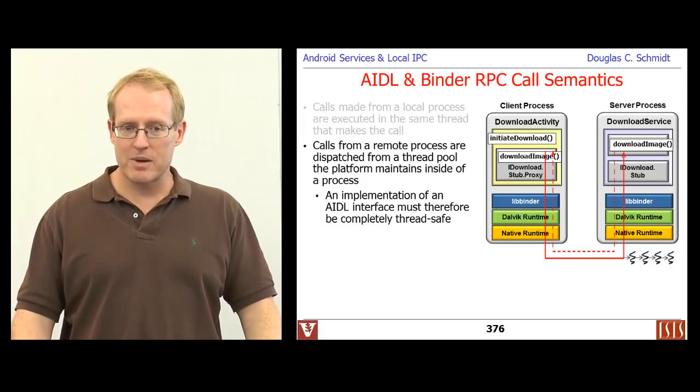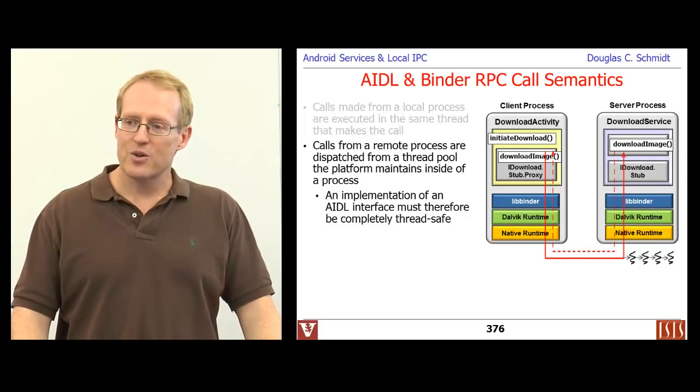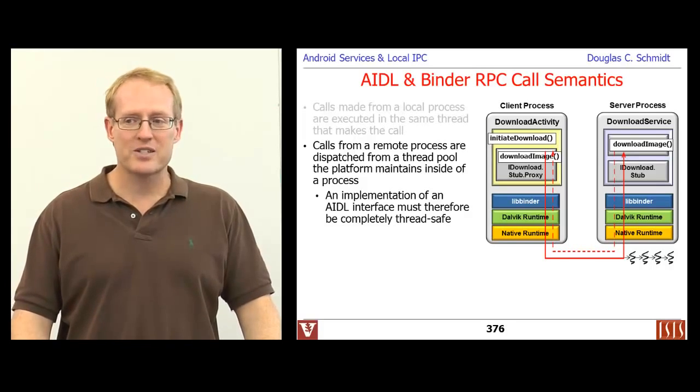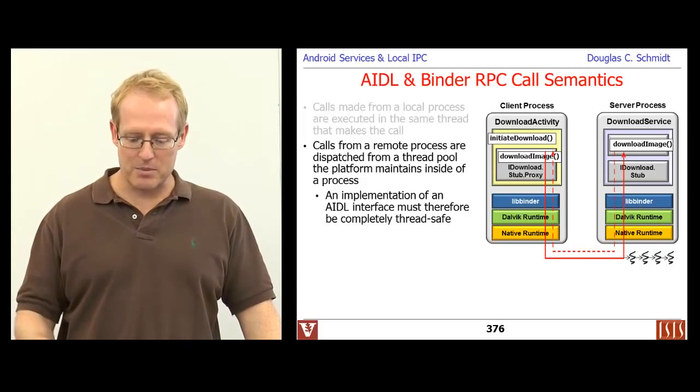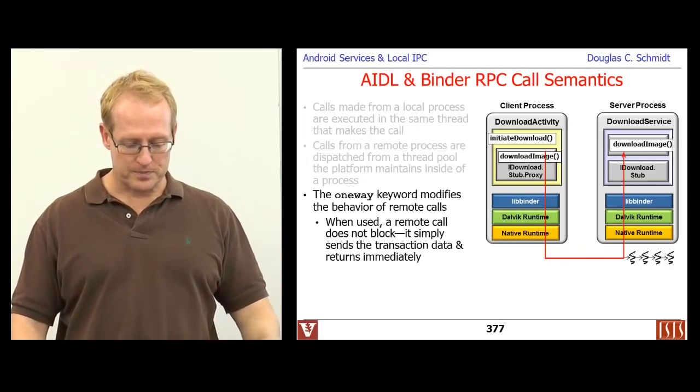So the key thing to remember there is when you start calling things that are going to run remotely with AIDL and binder RPC, you have to make sure your objects are thread safe, that they've got the proper synchronization. And we'll take a look at some examples of how to do that. And then the return value goes back the other direction.